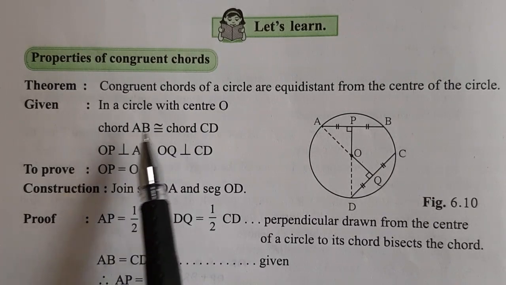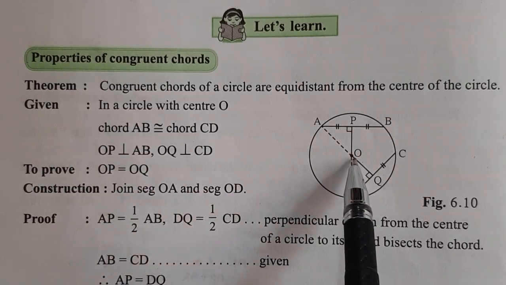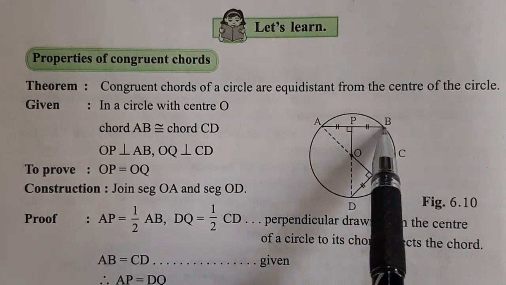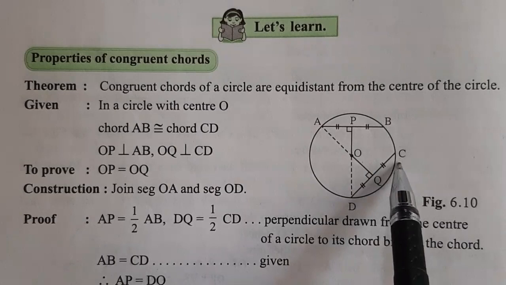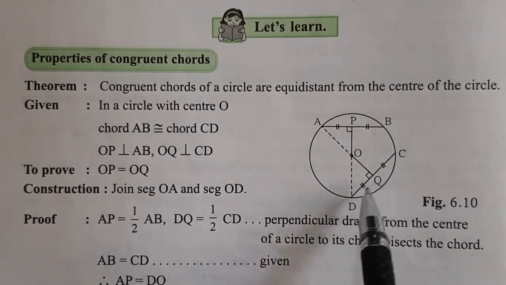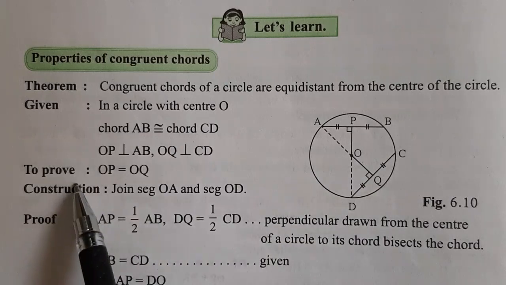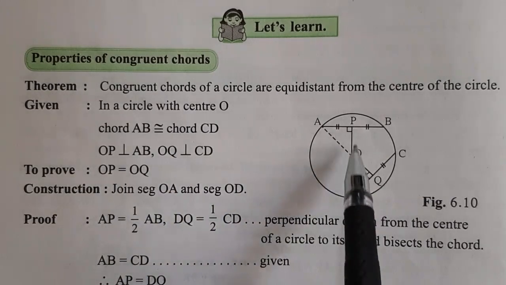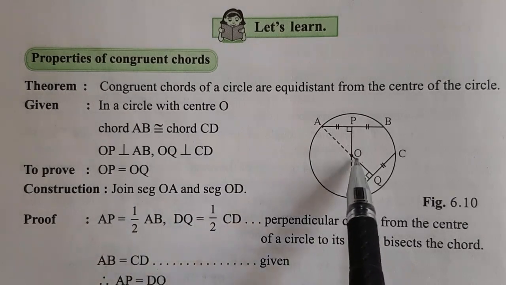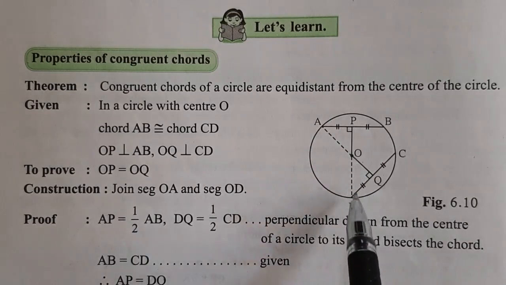Now see the given. In a circle with center O, if you look at the diagram here, you can observe O is the center of the circle. Chord AB is congruent to chord CD, as well as OP perpendicular to AB and OQ perpendicular to CD. What we have to prove? We have to prove that OP equals OQ. Now construction: join the segments OA and OD. The dotted lines are mentioned here.